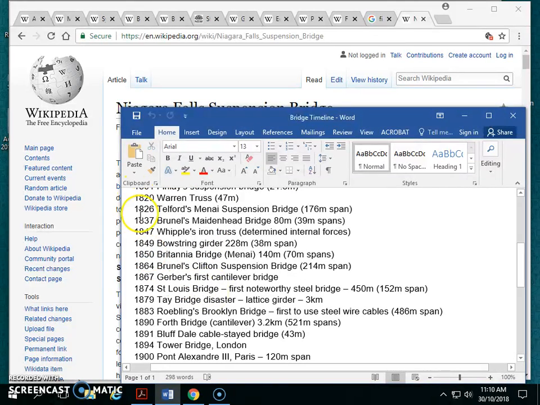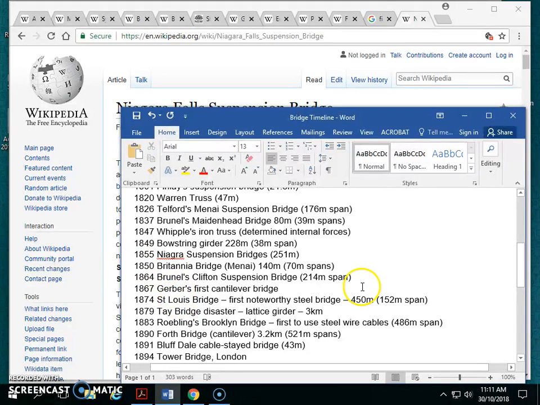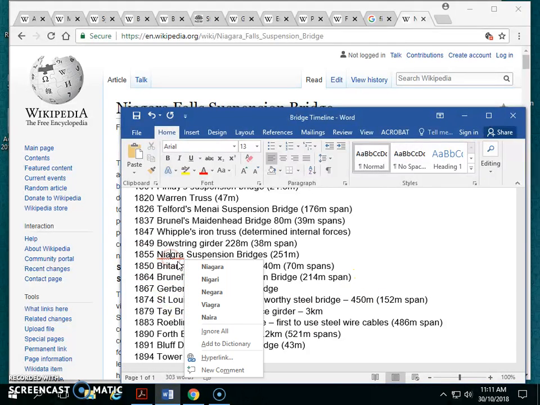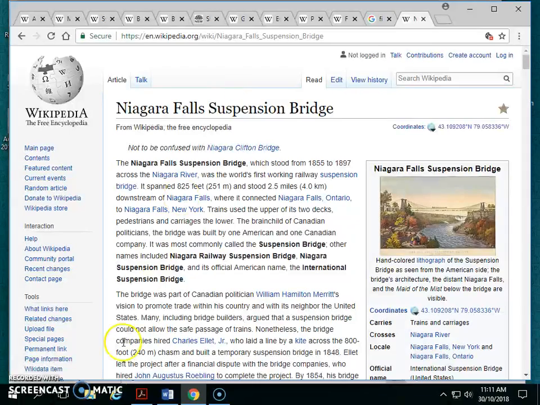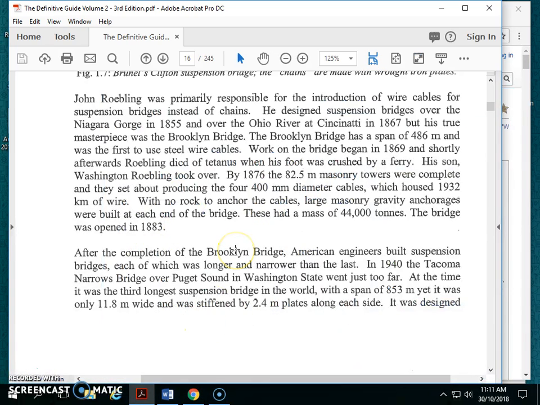I don't actually have that one in here. Anyway, okay, so I've added the Niagara Suspension Bridge, even if I spelled that wrong. Okay, going back to the book.